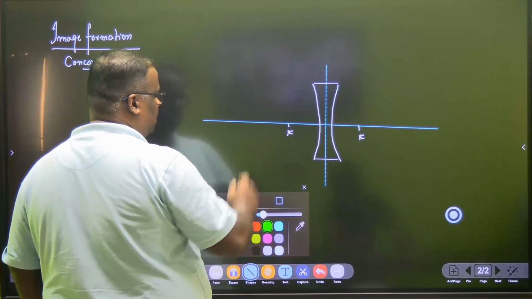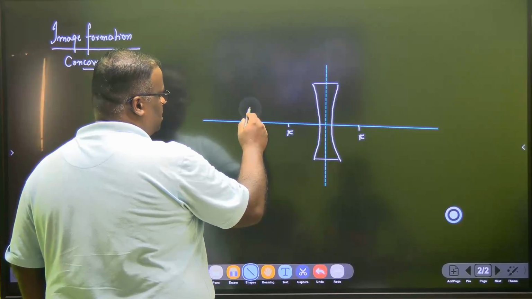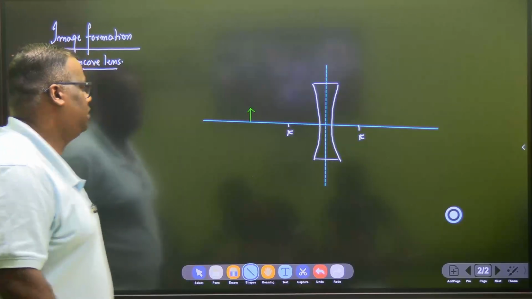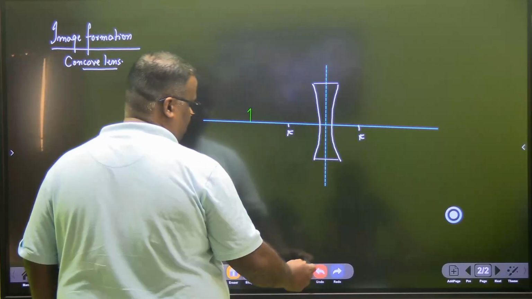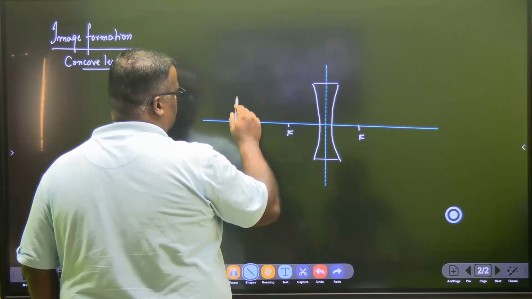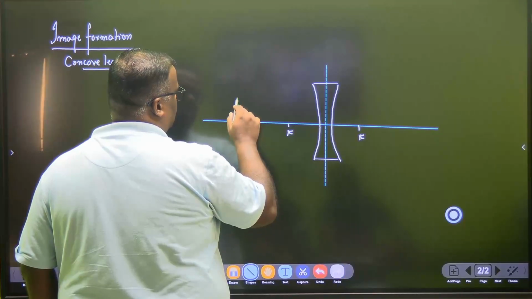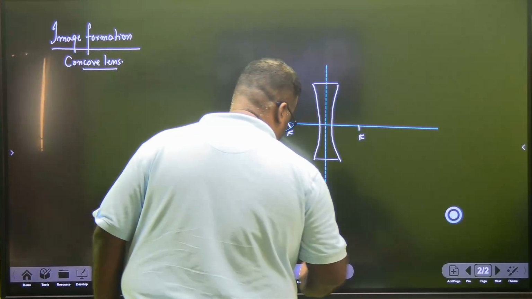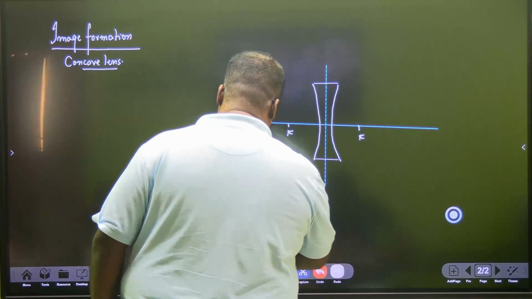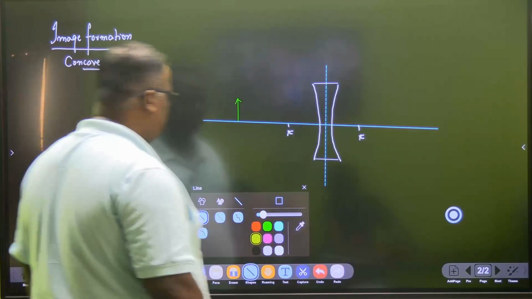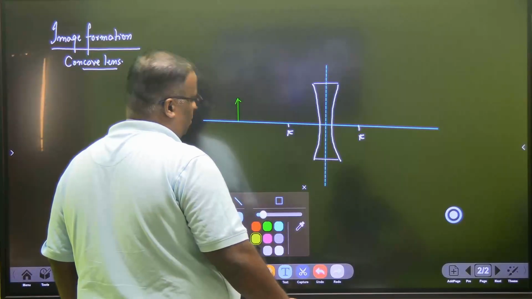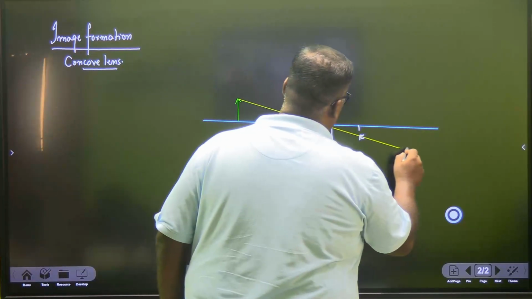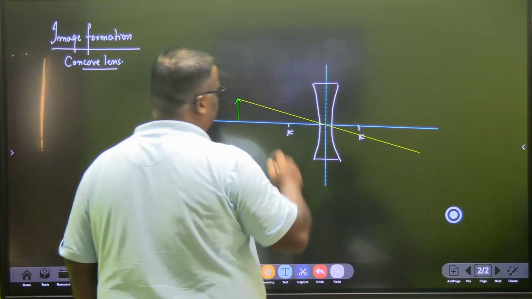Object is always erect and I have put the object just outside the focus. Okay, this is my object. It will become very small. So this is my object. So what are the rules? The rules are pretty simple. The rules say ray through the optical center will go undeviated. So let's make one ray through the optical center which goes undeviated.